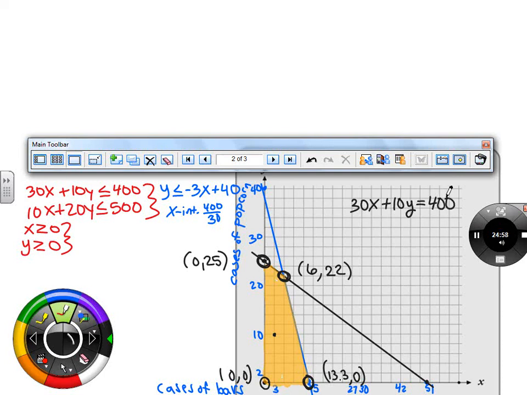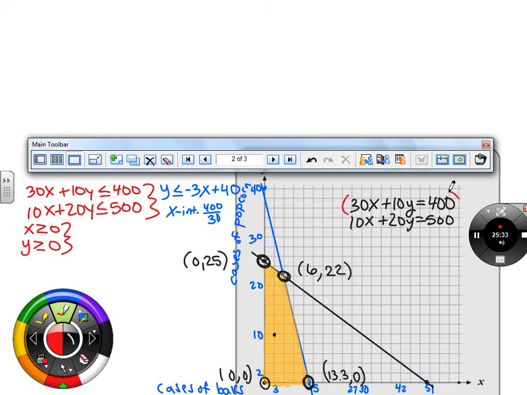Notice I changed the inequality to an equal sign because I'm not focused right now on where the shading is or where the solutions are. I'm focused on where these 2 exact equations cross at that point. And so then here, 10x plus 20y equals 500. Using substitution or elimination, you're either going to solve one of them for one of their variables and plug it into the other equation. Or if they're written nicely in standard form like this and you can immediately see something that if you multiplied by a nice number, you could get it to cancel, you could do that.